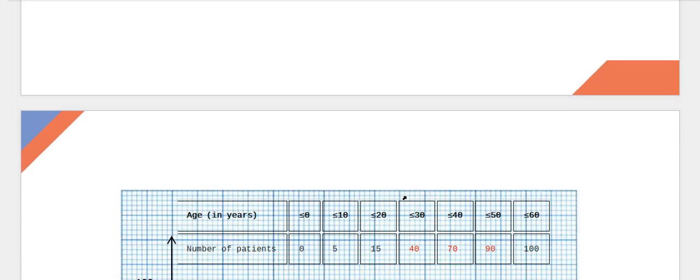Let me show you my graph. Do you see this? So these are the responses I got. It is 0, 5, 15, 10, 70, and 90, and 100. So you just add the frequency of this table with the frequency of that table that we had previously, and then you will get your final responses just like that.